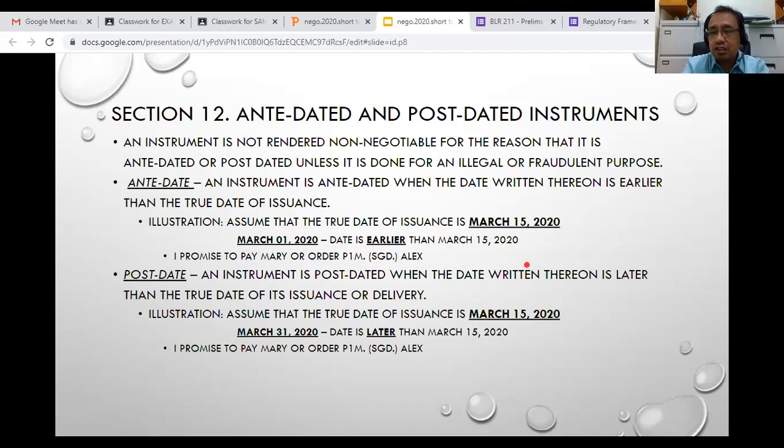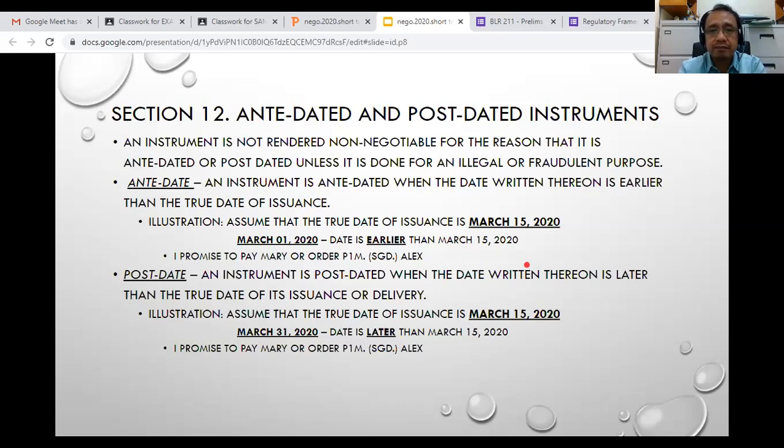I antedated the instrument, and antedating of the instrument is allowed, right? But if I place September 1, 2020 so that the instrument will now immediately become due and demandable, then I have antedated it for an illegal or for a fraudulent purpose. That being the case, that is not allowed.